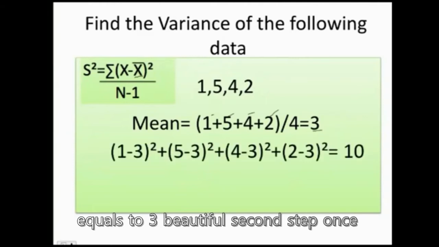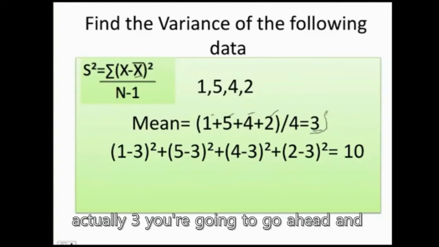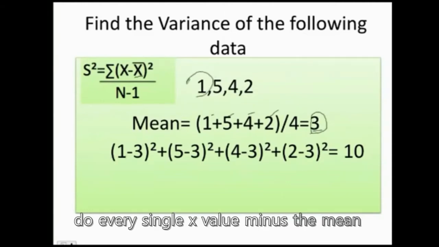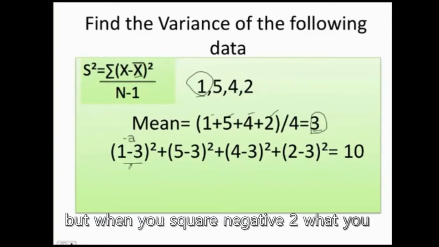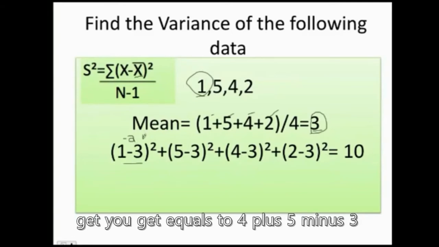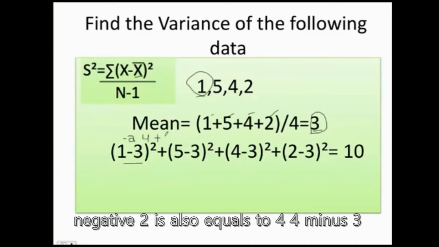Beautiful. Second step. Once you have your mean, which is actually 3, you're going to go ahead and do every single x value minus the mean, and then you're going to square it. For example, 1 minus 3 equals negative 2. But when you square negative 2, what do you get? You get 4. Plus 5 minus 3 is also negative 2, but negative 2 times negative 2 is also 4.